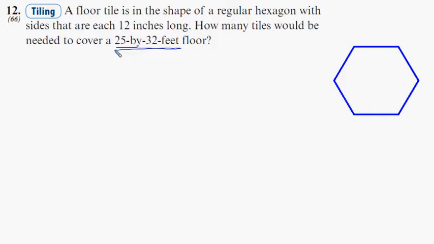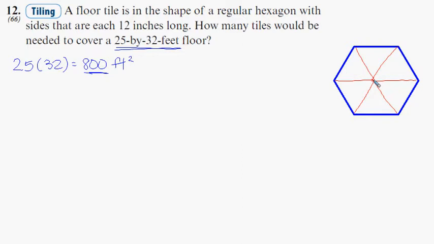If you multiply 25 times 32, you will get 800 square feet, okay? So what we need to know is how many tiles will it take to cover 800 square feet? So let's find the area of one tile, all right? So I'm going to just draw my little triangles here.